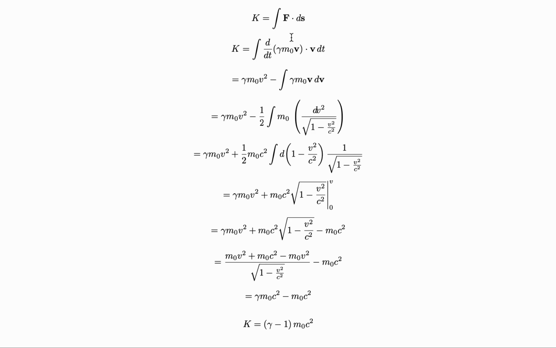And as in classical mechanics, force equals the rate of change of the momentum. And infinitesimal displacement can be written as velocity times dt.